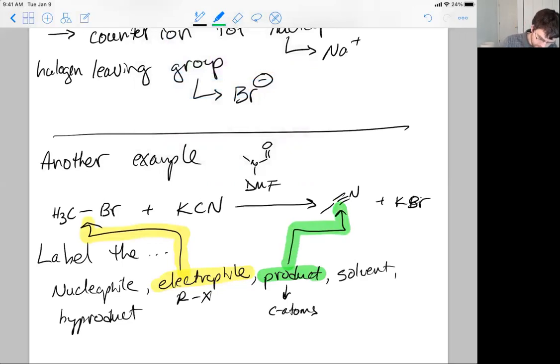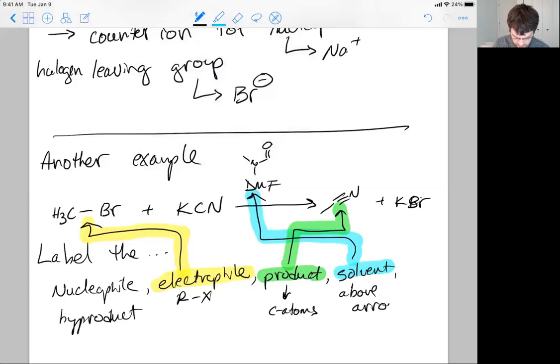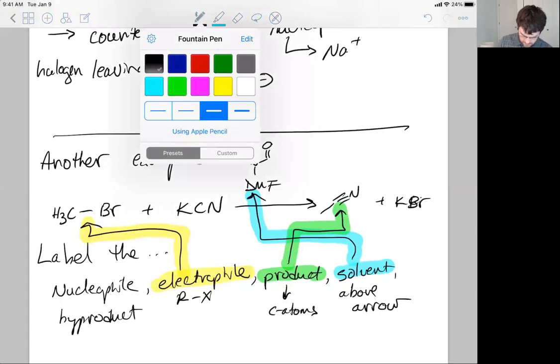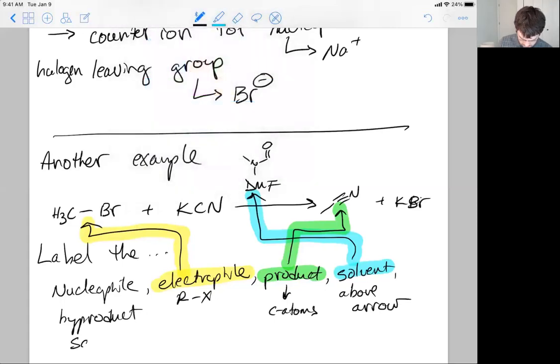The solvent is going to be the thing above the arrow. And the solvent is often maybe the thing that we're less familiar with, but all we're doing is just providing a detail so that we give ourselves a chance to be productive with the experiment. So the solvent is above the arrow. Now the byproduct, this is going to be a salt.